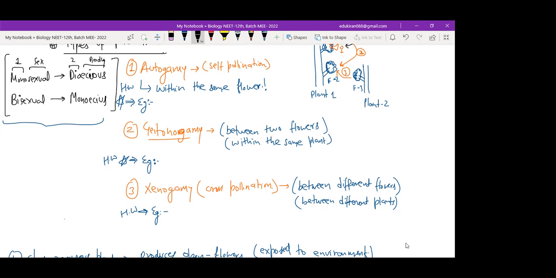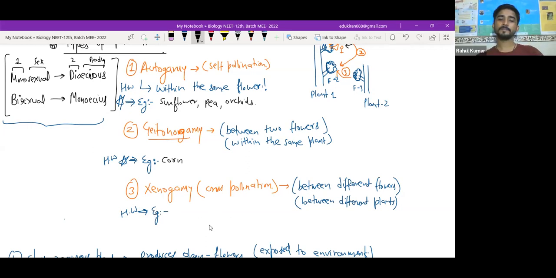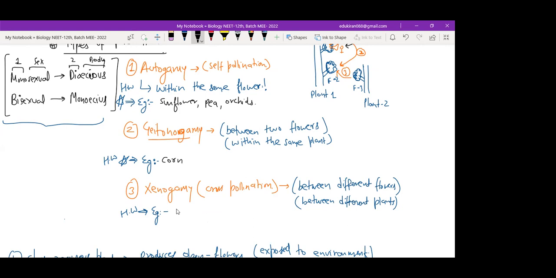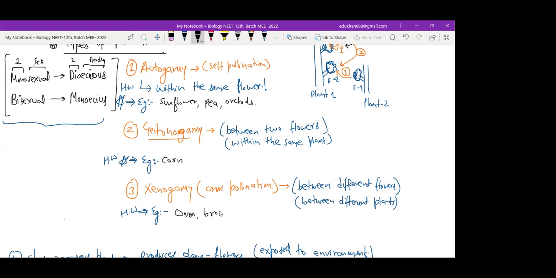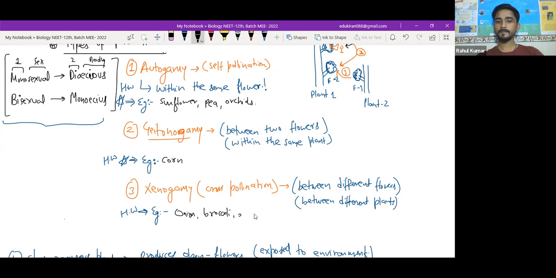Yes, sir. For autogamy, sunflower, peas, orchids, and tridax. And for geitonogamy, it's corn, and that's the only thing I got. And for xenogamy, I got onions, broccoli, spinach, grasses, and olives. Onion, olives, broccoli, okay.